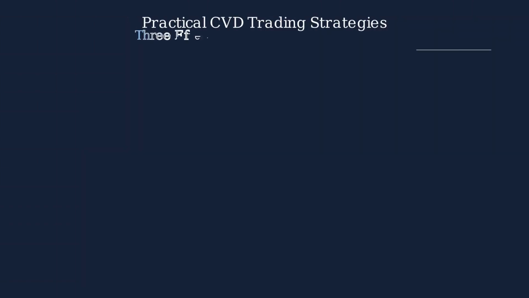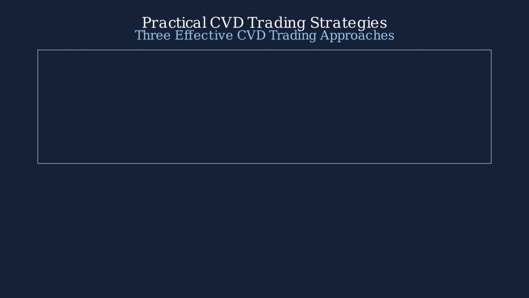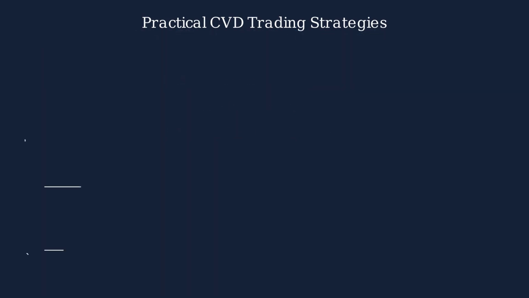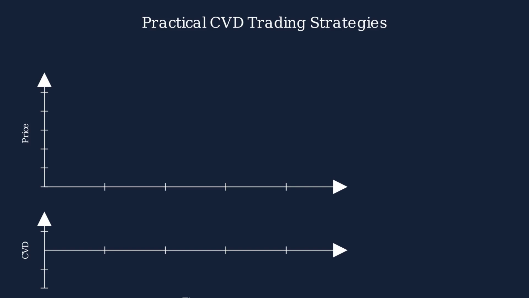Let's explore practical trading strategies using cumulative volume delta, starting with 3 effective approaches. The 3 main strategies are the CVD divergence strategy, the volume climax strategy, and the support resistance break strategy. We'll focus on the CVD divergence strategy, which identifies differences between price movement and volume behavior. First, we observe the price trend of an asset.